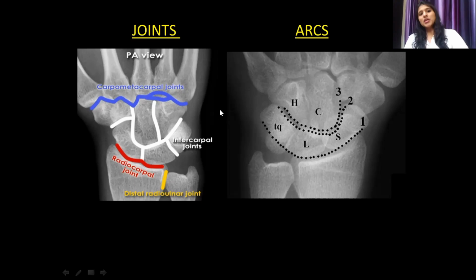Now, in addition to the joints, we also assess for the carpal arcs. On a PA view, there are three arcs formed by the carpal bones, which are parallel to each other. Any disruption of these arcs would give us a clue towards carpal subluxation or dislocation, and these should be assessed. The first arc is formed by the proximal surfaces of the scaphoid, lunate, and triquetrum carpal bones. The second arc is formed by the distal surfaces of these bones, and the third arc is formed by the capitate and the hamate bones.